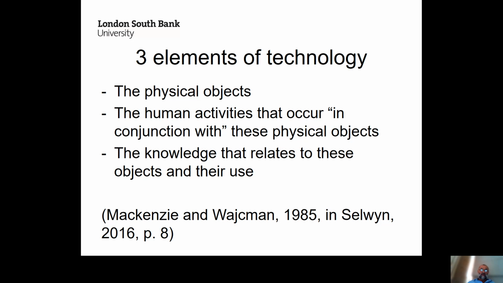And then another element of technology is what we do with the object. It's the human activity that occurs in conjunction with, together with, the physical object. So it's not just that technology is the mobile phone, but technology is also the thing that we do with the mobile phone. That's technology. And also it's the knowledge that relates to these objects and this use. So it's the way we talk about what we do with the mobile phone.